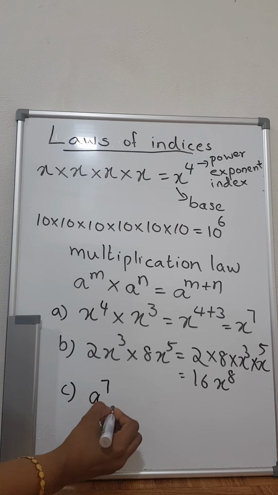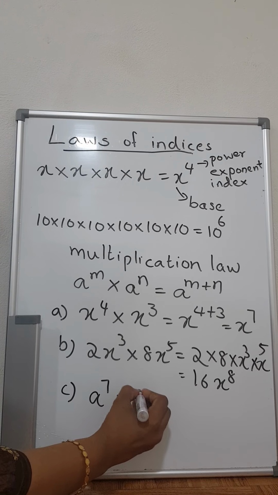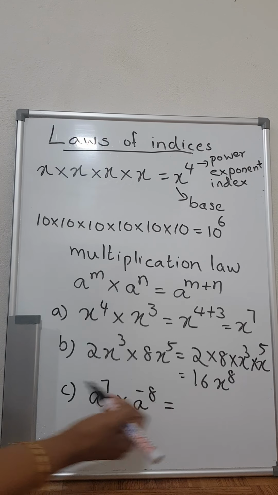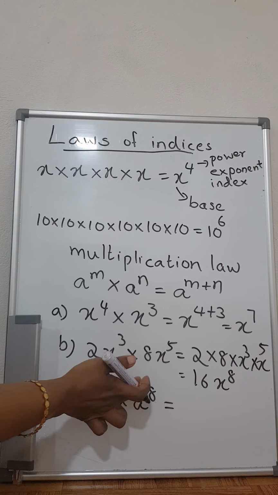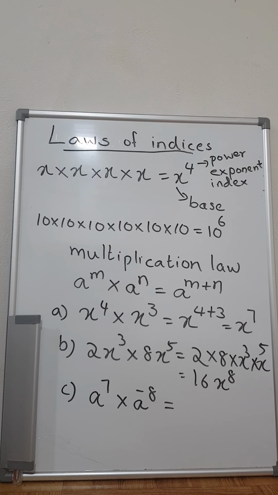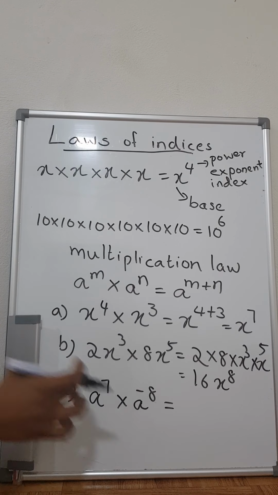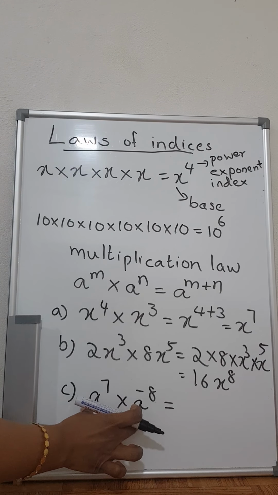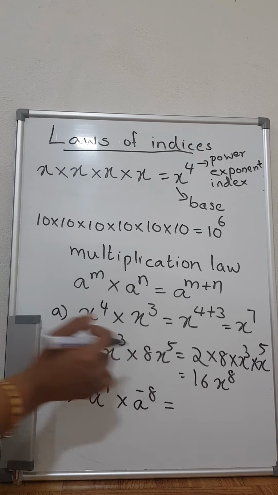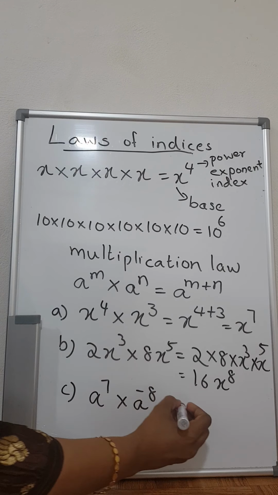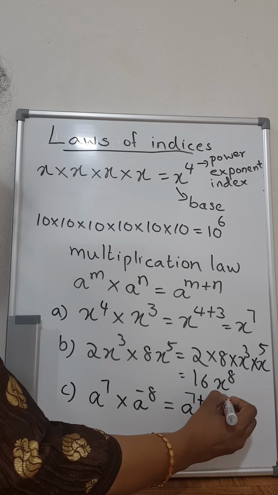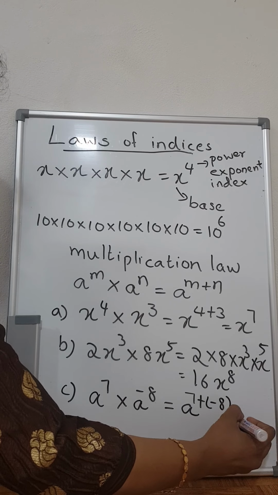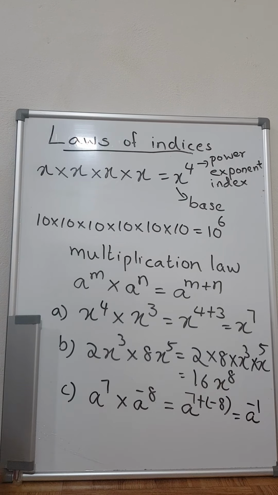a to the power 7 times a to the power minus 8. Here you see one of the indices is a negative number. But is it going to trouble us? No, not at all. You see, we need to be careful only about the base. If the bases are the same, we just need to add the powers. So retain the base, add the powers. 7 plus minus 8. So a to the power minus 1.